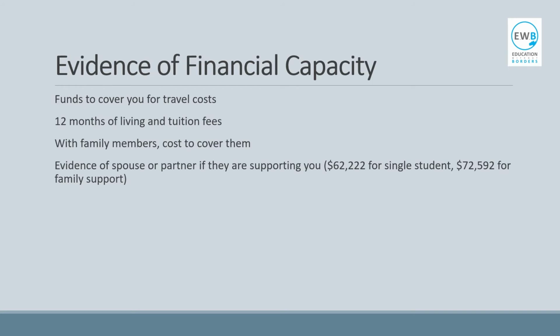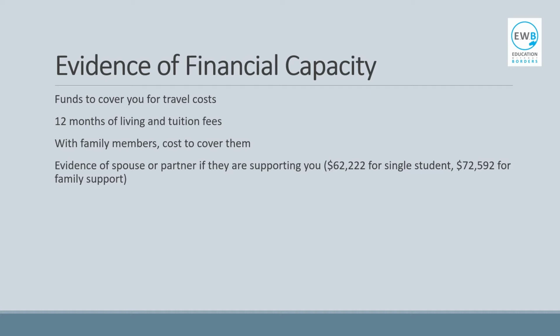One of the biggest areas I tend to get asked about is the evidence of financial capacity. So here, you need to ensure that you have enough funds to cover you for your travel costs. You also need to ensure that you have 12 months of living and tuition fees available to you. And if you happen to be coming with family members, you will need to make sure that you have sufficient funds to also cover them.